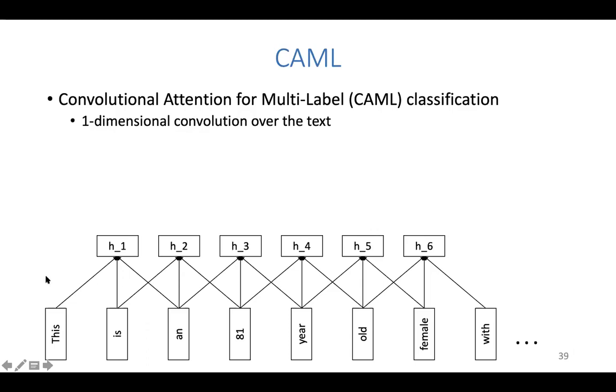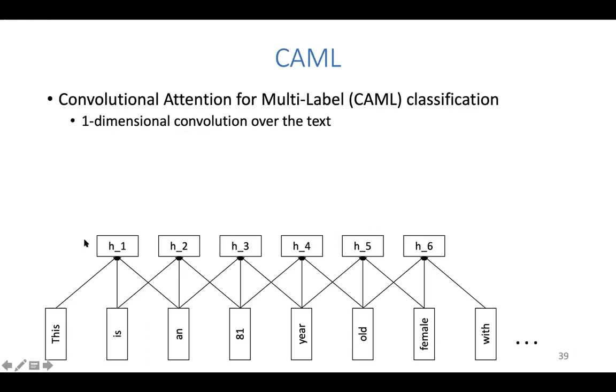Once you have slid your filter throughout the entire sequence, you have these H's, and you could actually stack them with another ConvNet layer, giving another layer of H's, and so on. But here in this paper, they only use one layer of ConvNet. That's it.